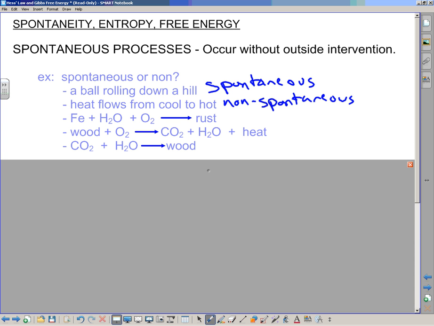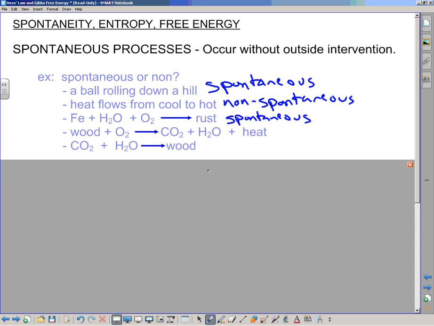All right, Fe, H2O, and oxygen. I take iron, water, and oxygen, put it in a container in the back corner. We let that sit for a week. What's going to happen? It's going to rust. Is there any outside influence on that? No. So that's going to be spontaneous, yes? Does anyone have any questions so far?